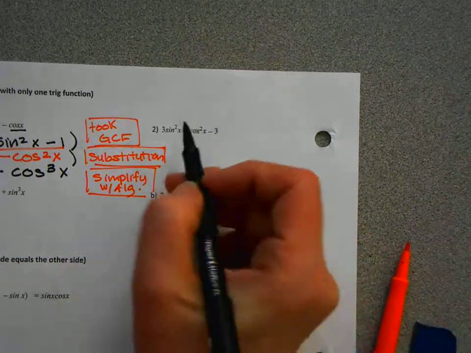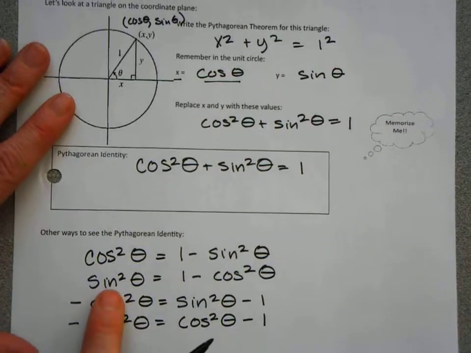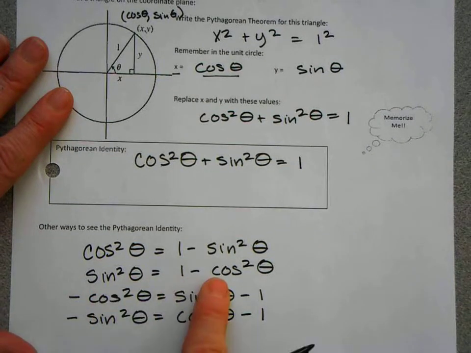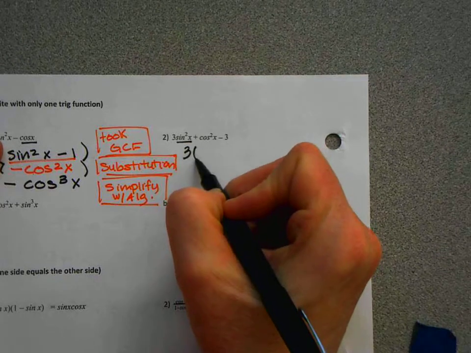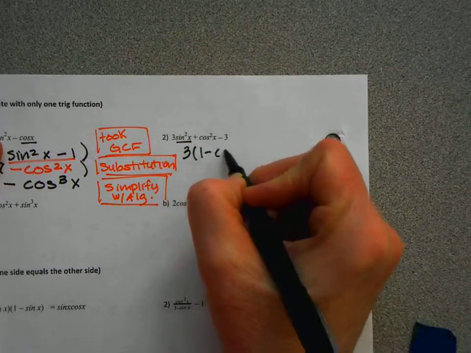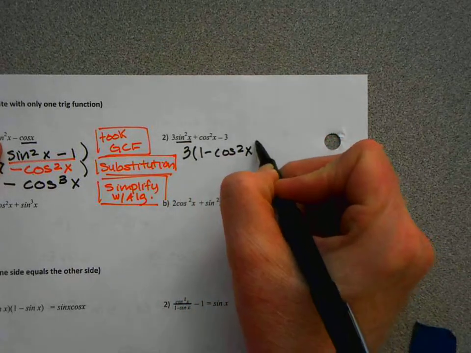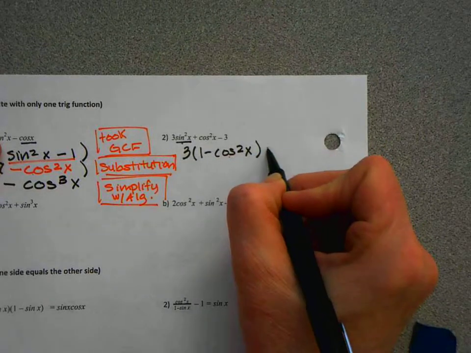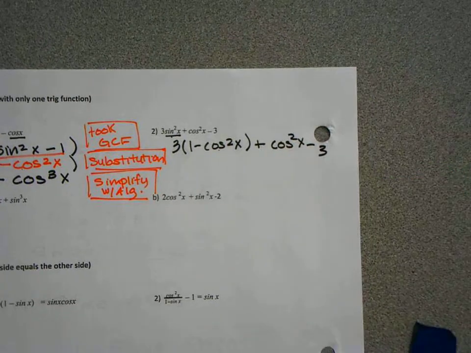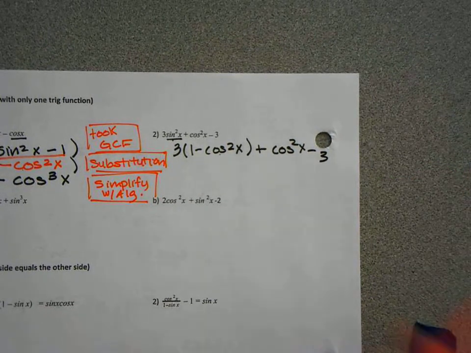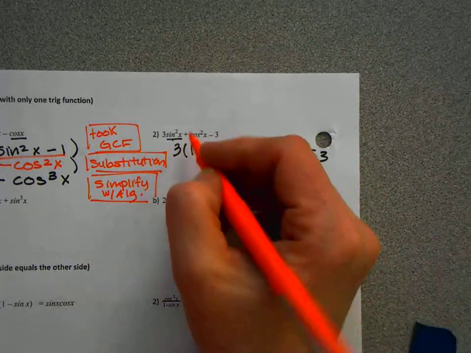So instead of sine squared, what can we substitute for sine squared? We go back over here and we say, oh, sine squared is equal to 1 minus the cosine squared. Let's substitute. 3 times 1 minus the cosine squared of x. I just made the substitution, and I write the rest of the equation: cosine squared x minus 3. Okay, made the substitution. Now we'll do the math.